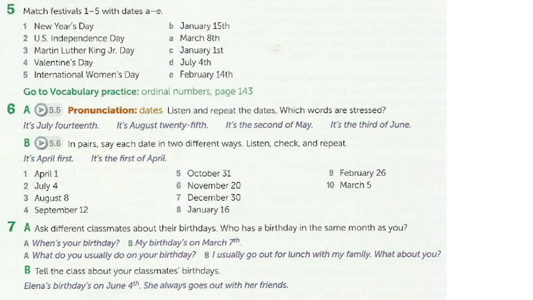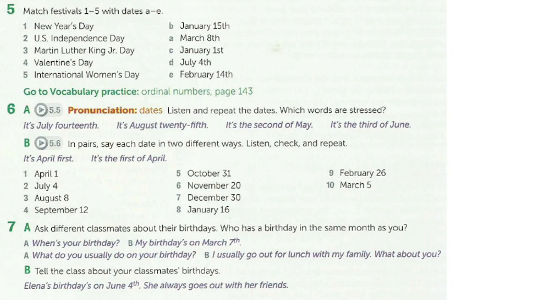And there, if you look at exercise number 5, we have a pronunciation exercise. What we need to do is match the festivals from 1 to 5 with the dates A to E. First we're going to do this exercise, which is about different festivals which are very popular and very well known around the world. So here it says that we have to match those festivals with the corresponding dates. Some of them are very easy to recognize, but some of them are not. So let's do it together.